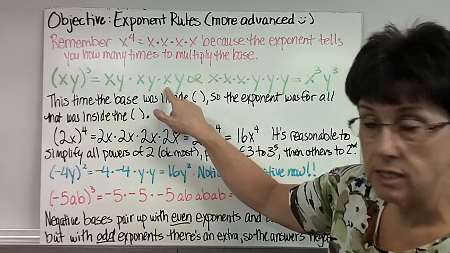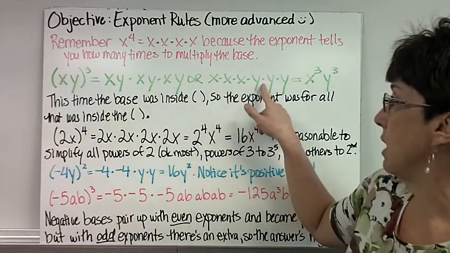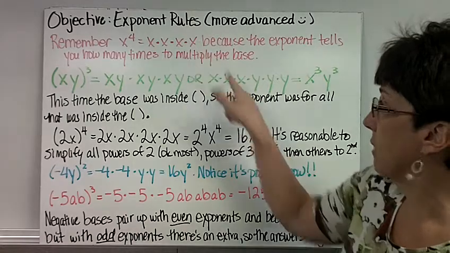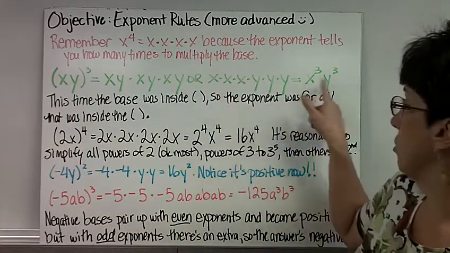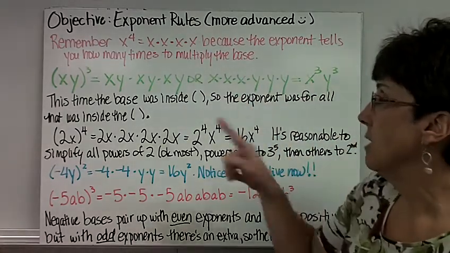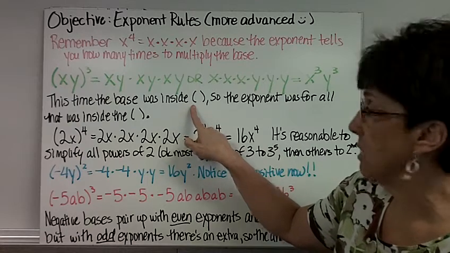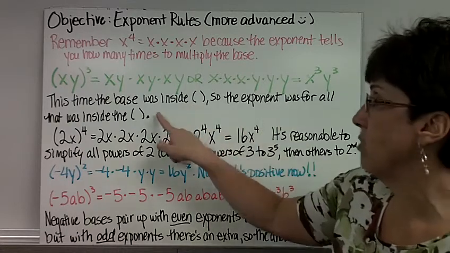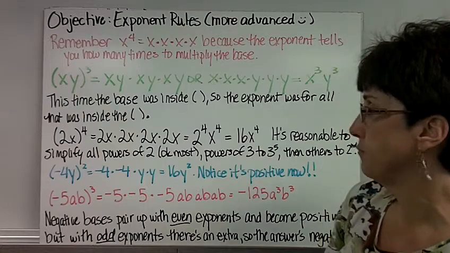Well, I could rewrite this, put all my x's together and all my y's together, and then add them up, like from up here, and get x to the third, y to the third. So because the base was inside the parentheses, the exponent was for everything that was inside the base.